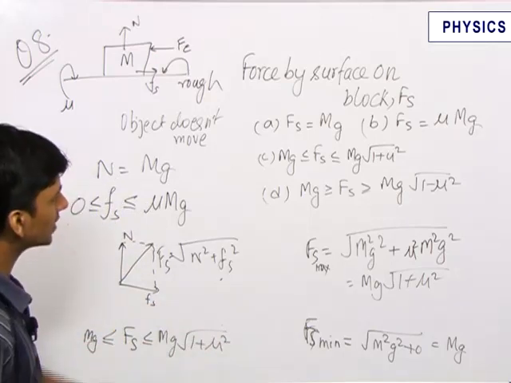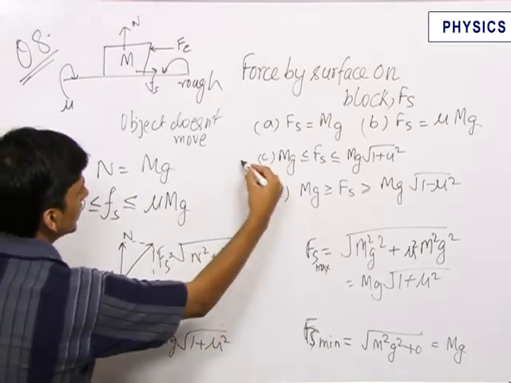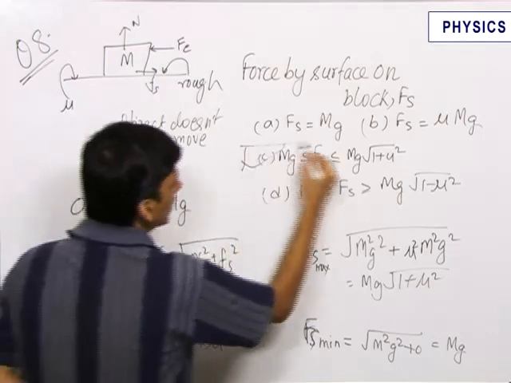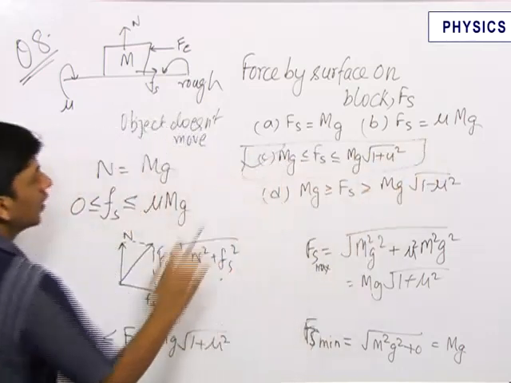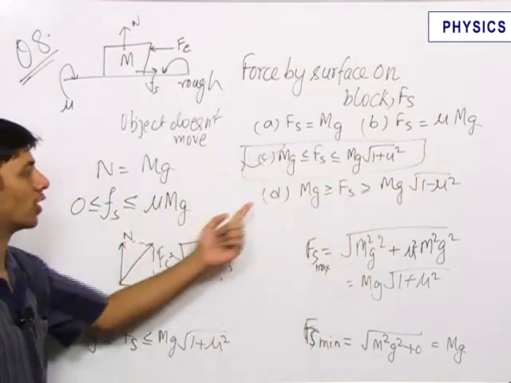So the option which matches our result is C. So the final answer for the range of force exerted by the surface on the block is this one.